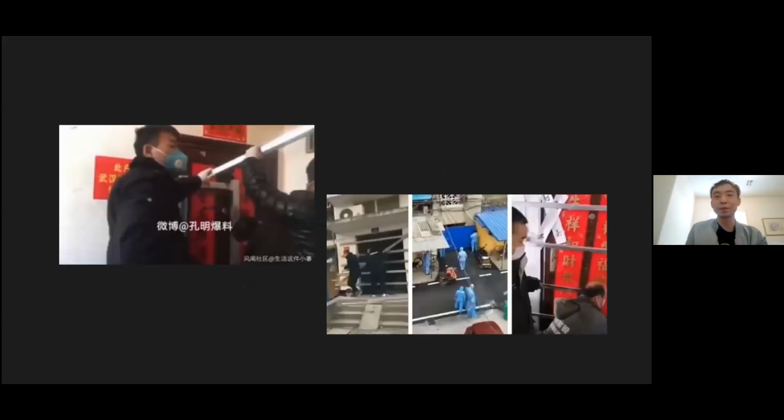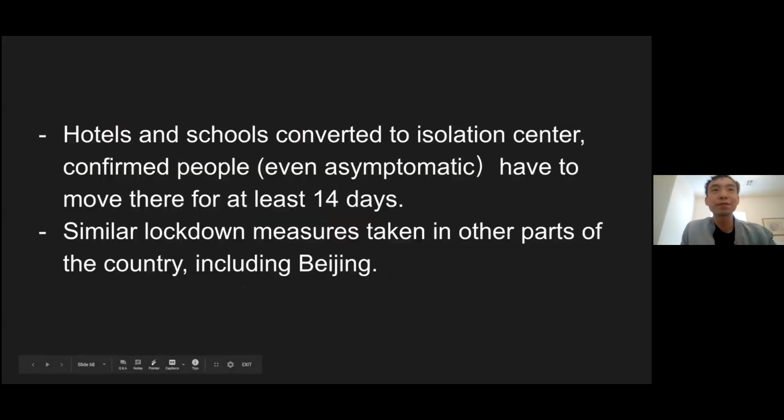There's police coming, locking the door from the outside so people cannot get out. That's one of the ways. Hotels and schools are converted to isolation centers. Confirmed people have to move to the hotels for at least 14 days. Similar lockdowns were taking place in other parts of China.